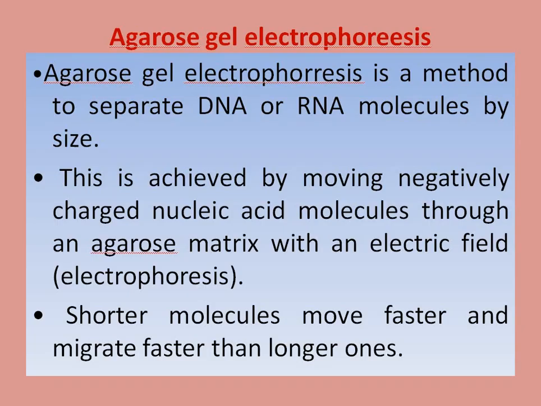Now come to agarose gel electrophoresis. Agarose gel electrophoresis is a method to separate DNA or RNA molecules by size. This is achieved by moving negatively charged nucleic acid molecules through an agarose matrix with an electric field, that is electrophoresis. Shorter molecules migrate faster than longer ones. This DNA can be visualized in the gel by the addition of ethidium bromide.